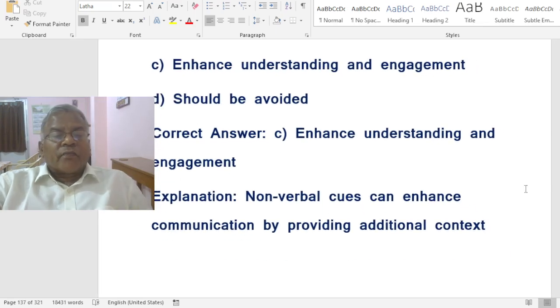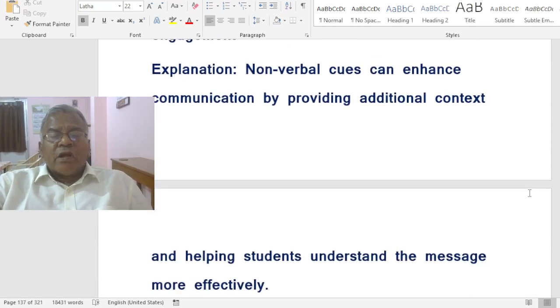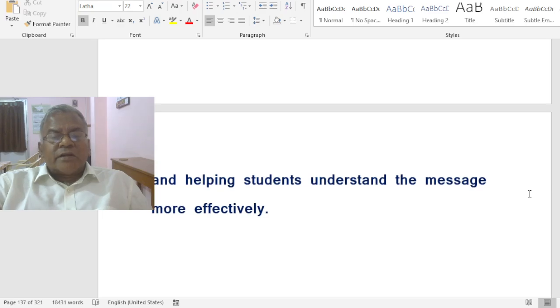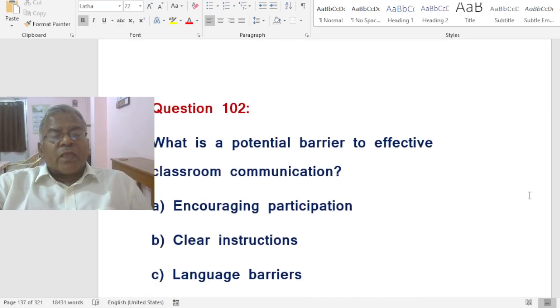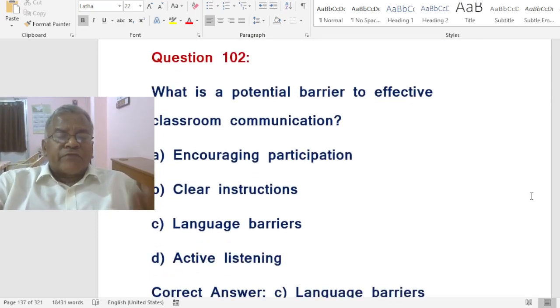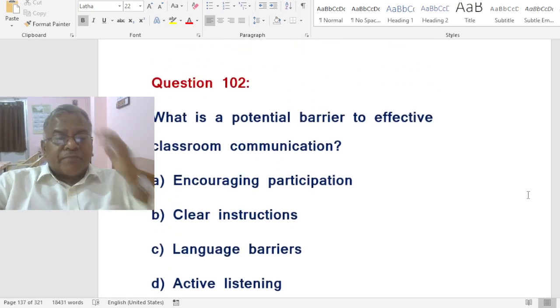Right. So non-verbal cues can enhance communication by providing additional context and helping students understand the message more effectively. What is a potential barrier to effective classroom communication? Potential barrier means a possible difficulty. That is A, encouraging participation; B, clear instructions; C, language barriers; D, active listening. That is language barriers.